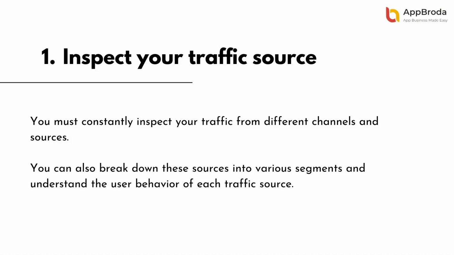First is to inspect your traffic sources and study user behavior. As a publisher, you must constantly inspect your traffic from different channels and sources. You can also break down these sources into segments and understand the user behavior of each traffic source. If you find any anomaly from any source, you now have a potential cause of invalid traffic.